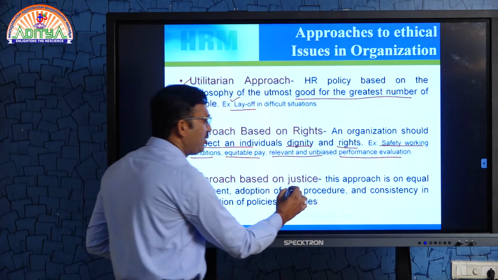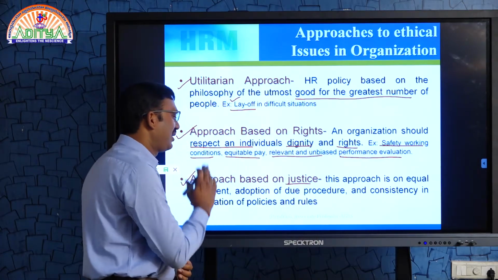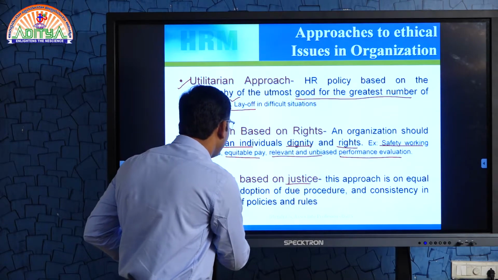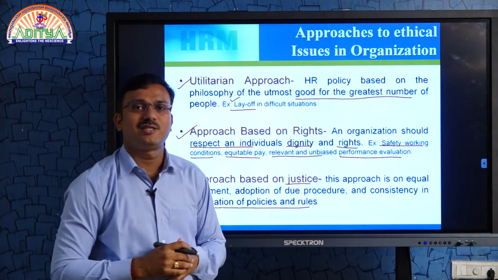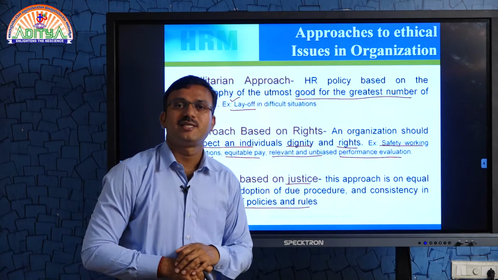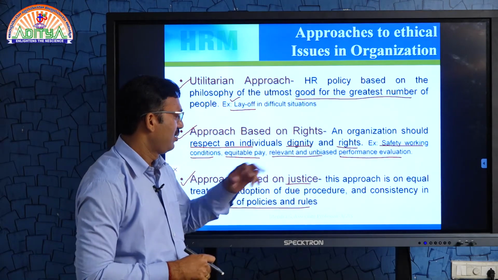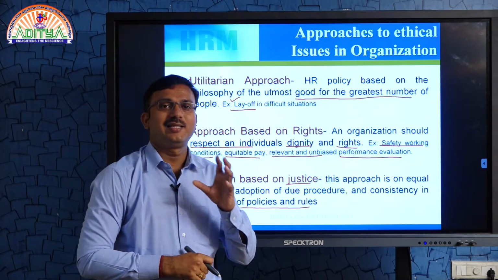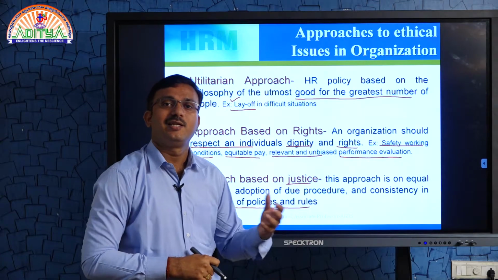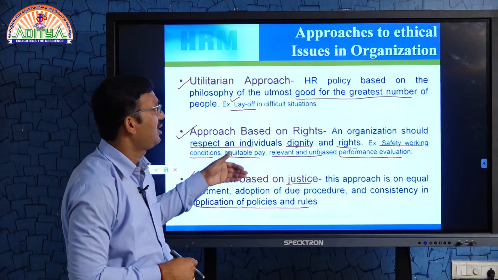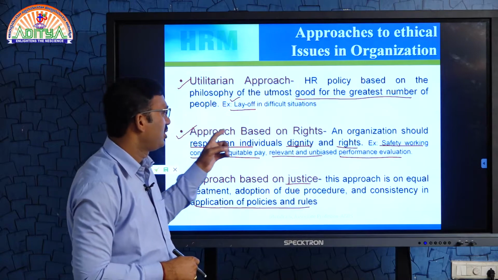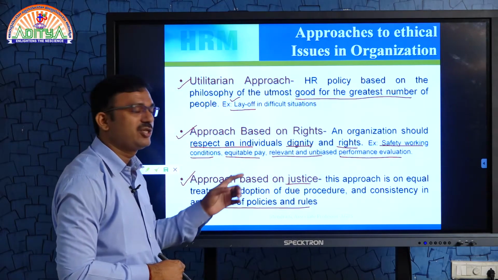And the third approach is based on justice. This approach is about equal treatment, adoption of due procedures, and consistency in application of policies and rules. Whatever rules and regulations we frame should be according to the rules and procedures in the organization, with proper consistency. If consistency is not there, employees won't have any kind of loyalty towards the organization. These are the three approaches to ethical issues in an organization: the utilitarian approach, the approach based on rights, and the approach based on justice.